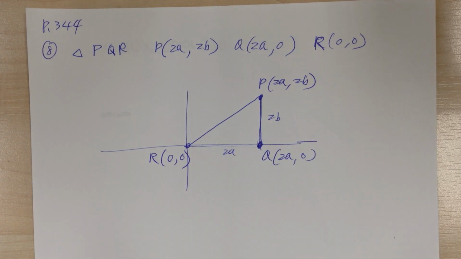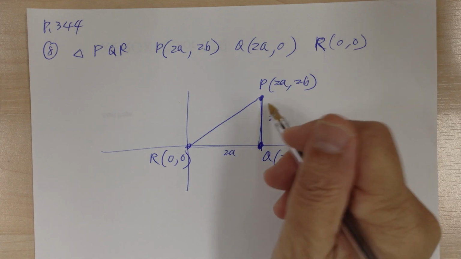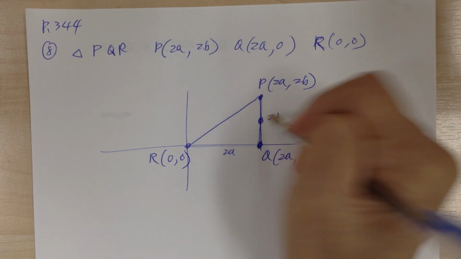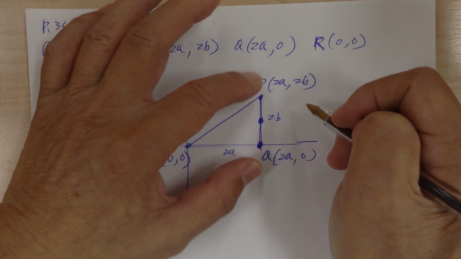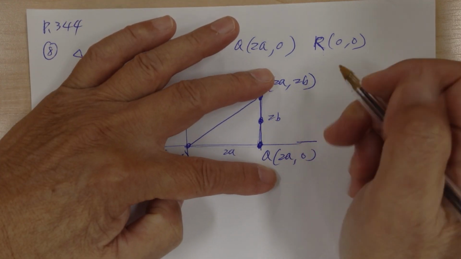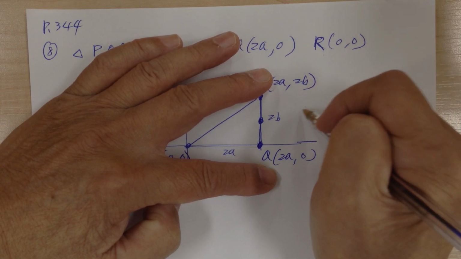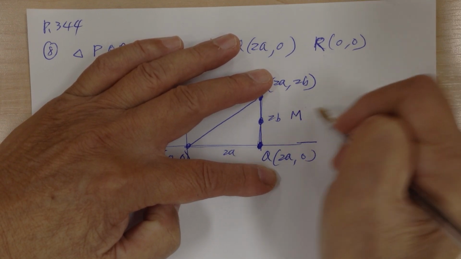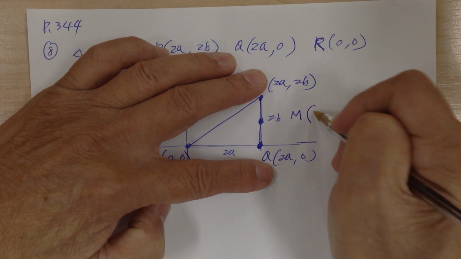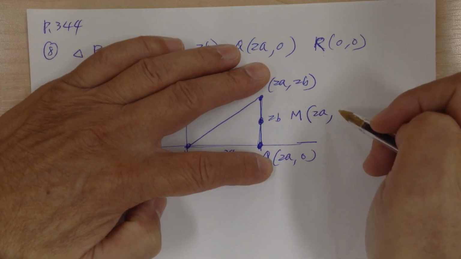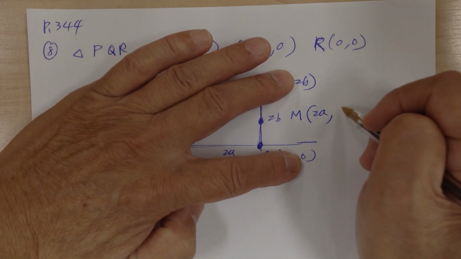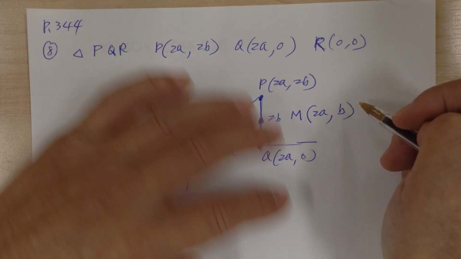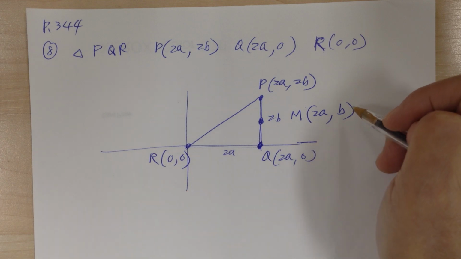Okay, and it says find the midpoint of PQ. So PQ has a midpoint over here. The midpoint, you just average the two, right? So 2a plus 2a is 4a, divided by 2, you get 2a. I'm going to call this M. For the other coordinate, you add 2b and 0, get 2b, divide by 2, you get b. So you average the two.